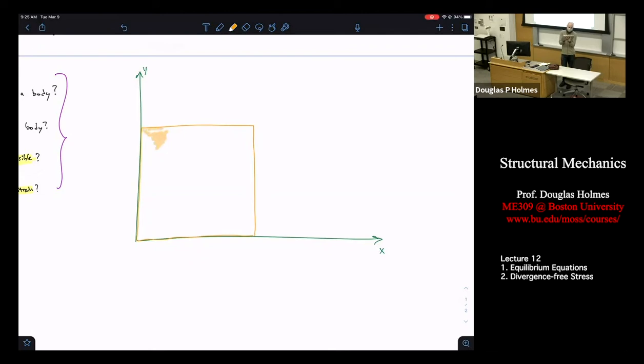In the limit that this object is really thin, we can assume that it's in a state of plane stress. Let me explain what that means. All right, so here's our object. It's a square. It's really thin into the board.